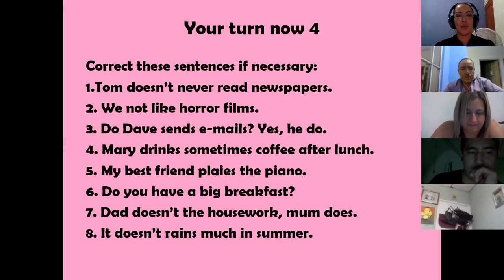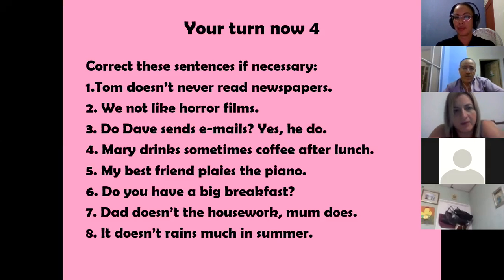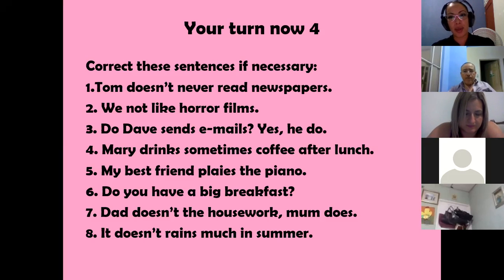And number 2, we not like horror films. Not correct. The correct is we don't. El not se usa cuando es presente con el verbo to be. Pero aquí no estamos con el verbo to be. Por eso el auxiliar tiene que ser do not, don't. We don't like horror films.